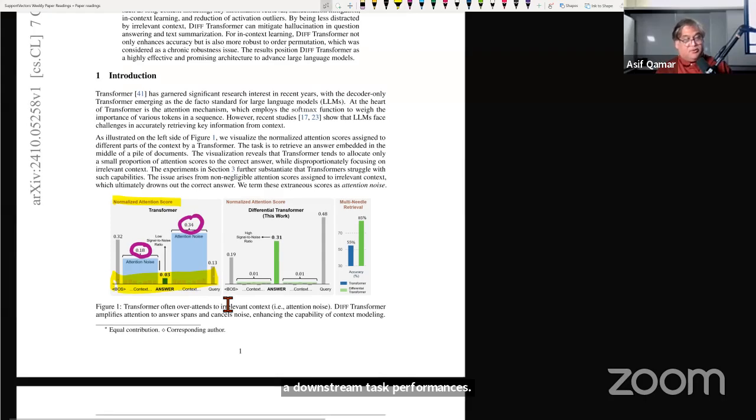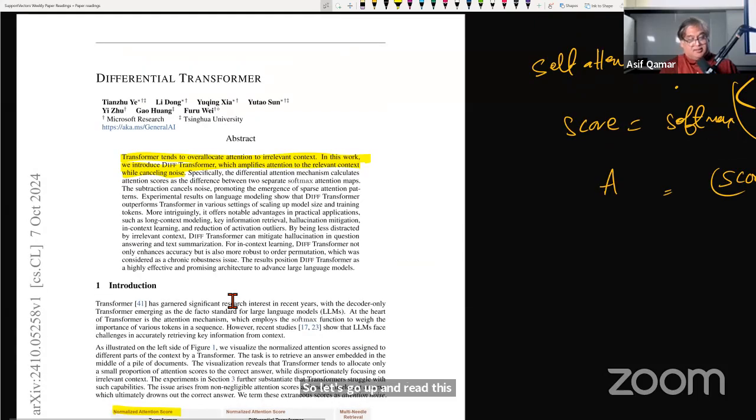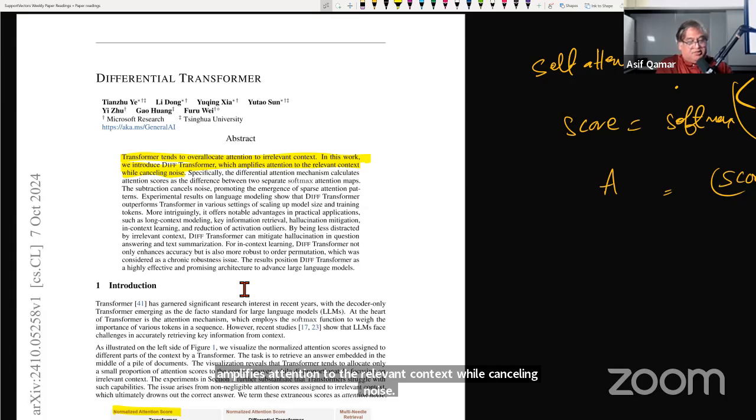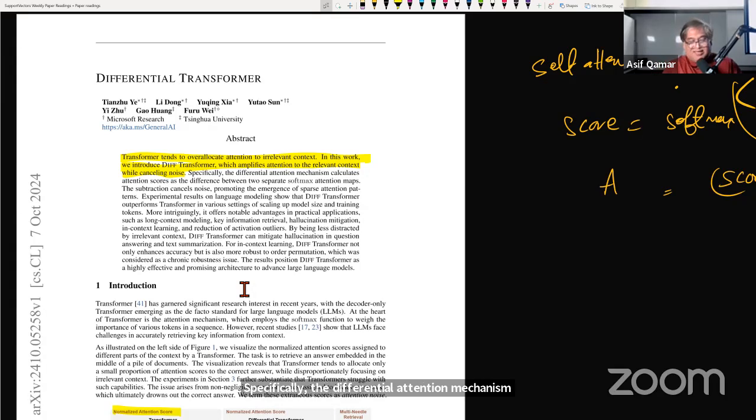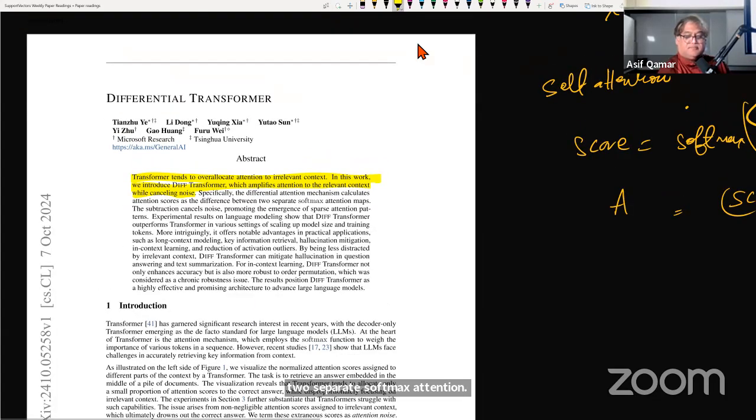So let's go up and read this. The first sentence now makes sense. Transformers tend to allocate attention to irrelevant context, as we saw. In this work, we introduce Diff Transformer, which amplifies attention to the relevant context while canceling noise. Specifically, the differential attention mechanism calculates attention score as the difference between two separate softmax attention maps. So this is the how part of it. I would just mark it as how.